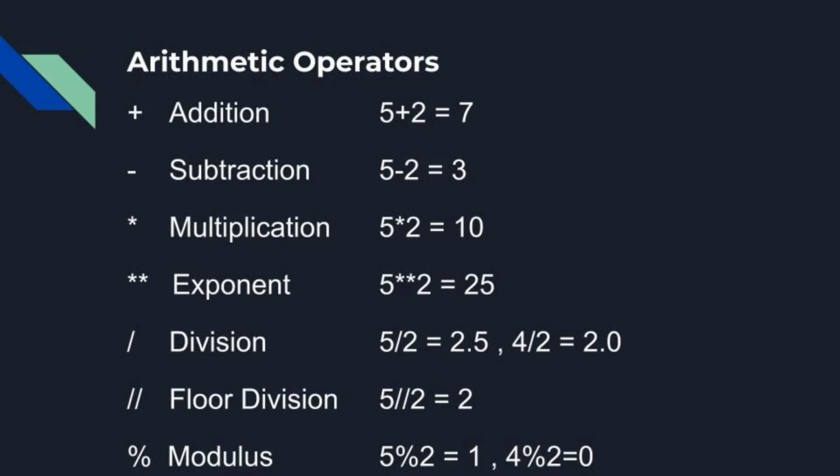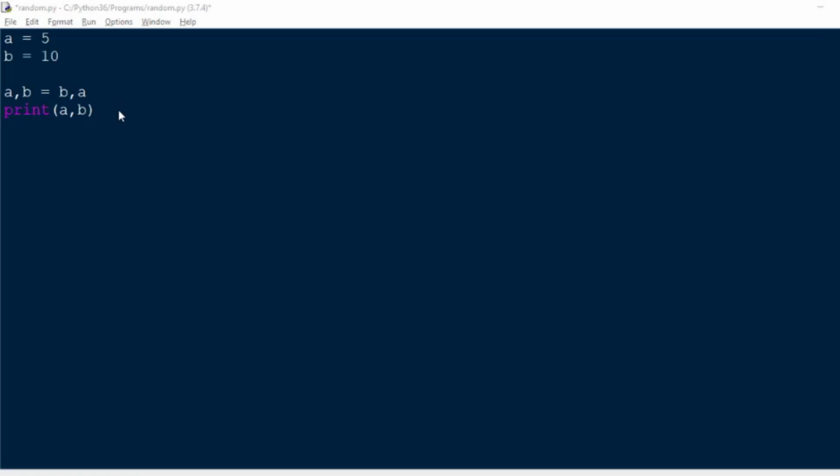And now the next operator is modulus, and this is very commonly used in Python because it has many features, as we'll see later. What modulus does is divide the number on its left by the number on its right and give the remainder. So when we do 5 modulus 2, we know that 2 times 2 is 4, and hence to get 5, one remainder is left. And similarly, 4 modulus 2 is 0 because 4 is divisible by 2.